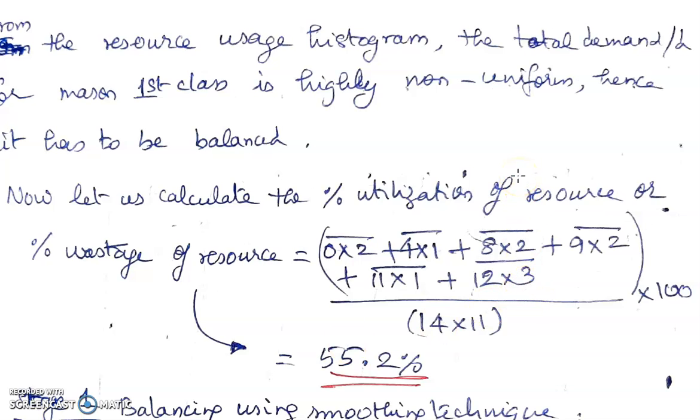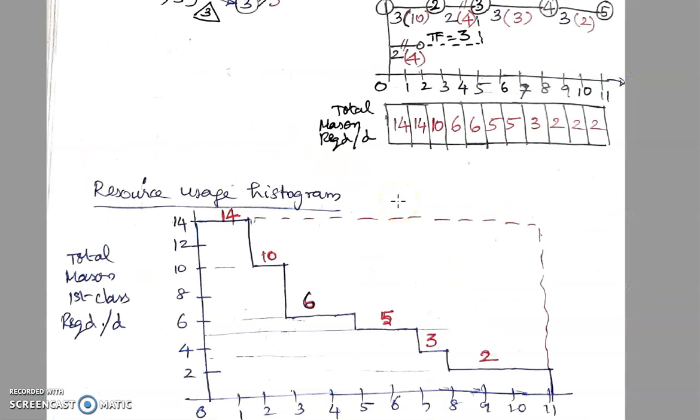Okay, students, we will continue. We saw in the previous session that for problem 2, we have prepared the resource usage histogram, and we have calculated the percentage wastage of resource by taking the peak demand as the available resource. So the available resource is 14 into 11. For 11 days it is 14 men, we assume, and then we calculate what the wastage is.